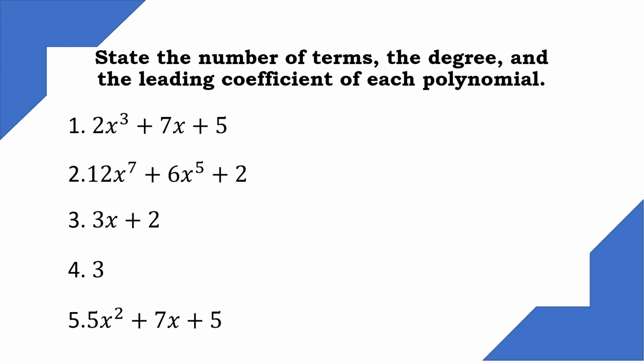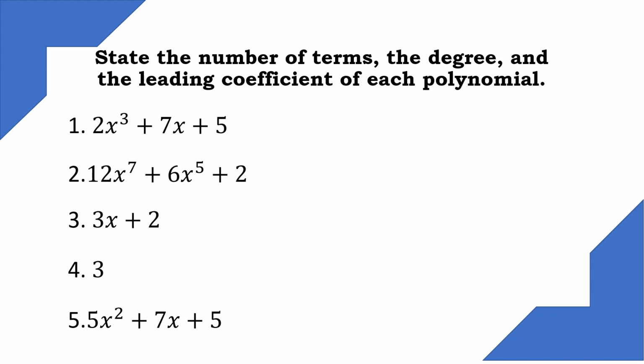Let us have another activity. State the number of terms, the degree, and the leading coefficient of each polynomial. So remember that the number of terms is counted by the number of monomials that make up the polynomial, while the degree is the highest exponent of the variable in the polynomial, while the leading coefficient is identified by the coefficient of the leading term. Now, let's have number 1, 2x cubed plus 7x plus 5.